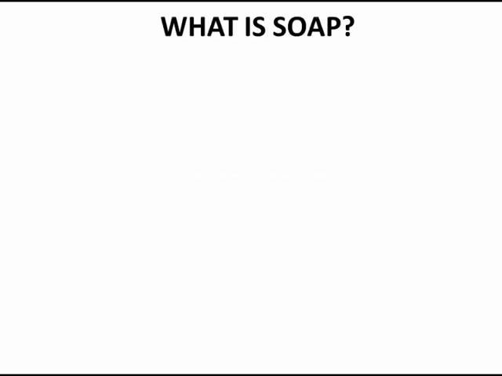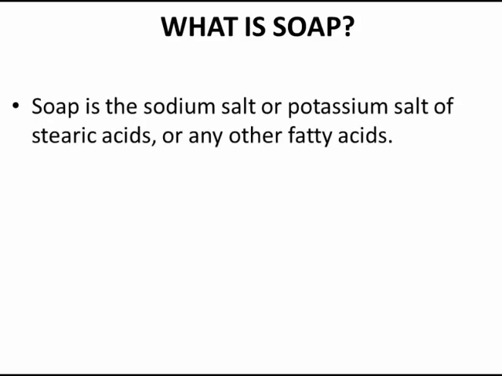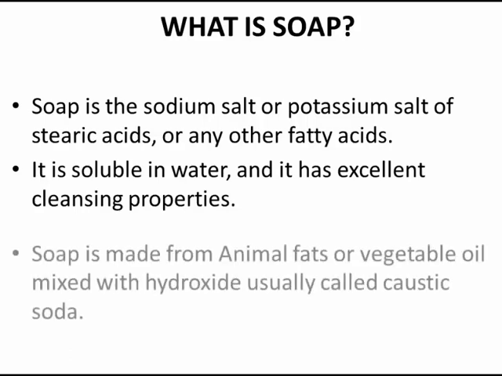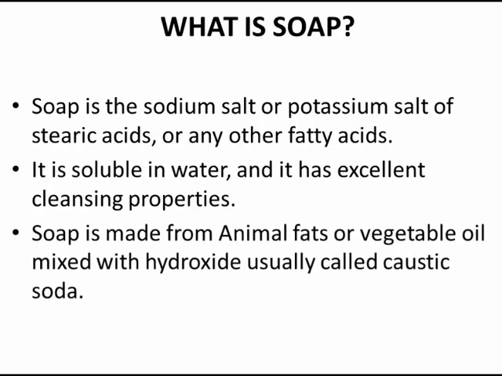So what exactly is soap? When we say what is soap, what do we really mean? Soap is the sodium salt or potassium salt of stearic acid or any other fatty acid. It is soluble in water and it has excellent cleansing property. Soap is made from animal fats or vegetable oil mixed with hydroxide, usually called caustic soda.